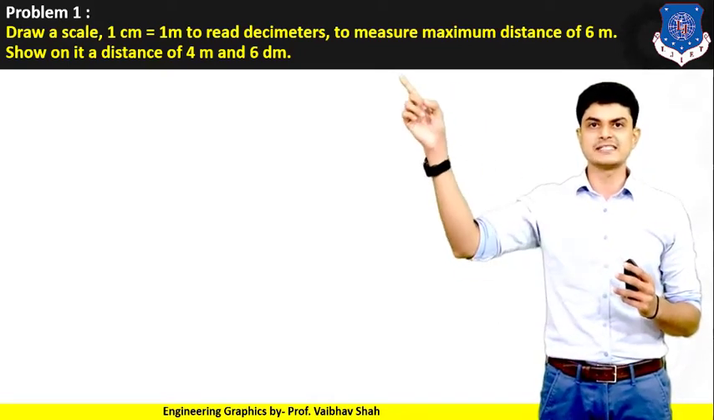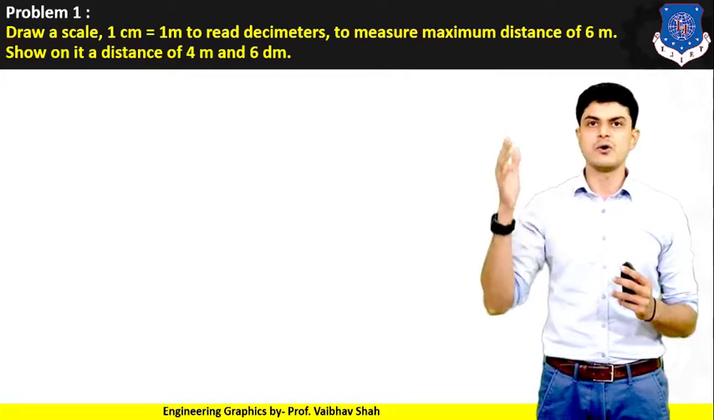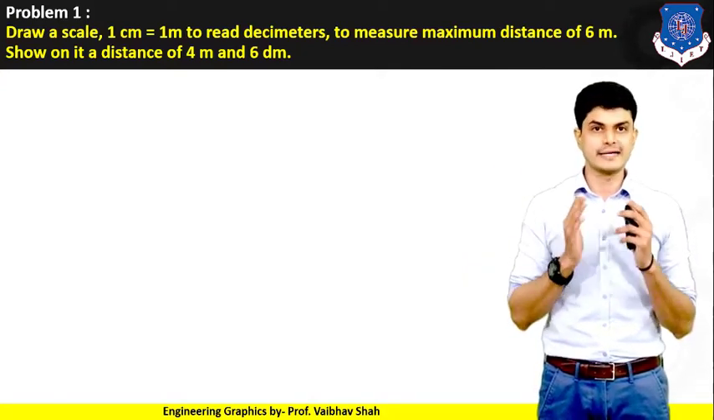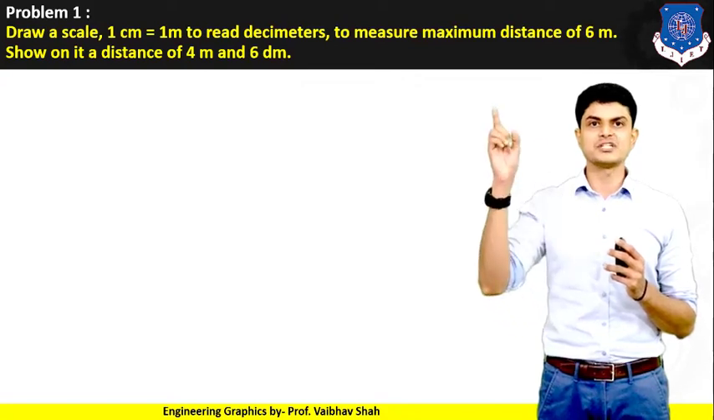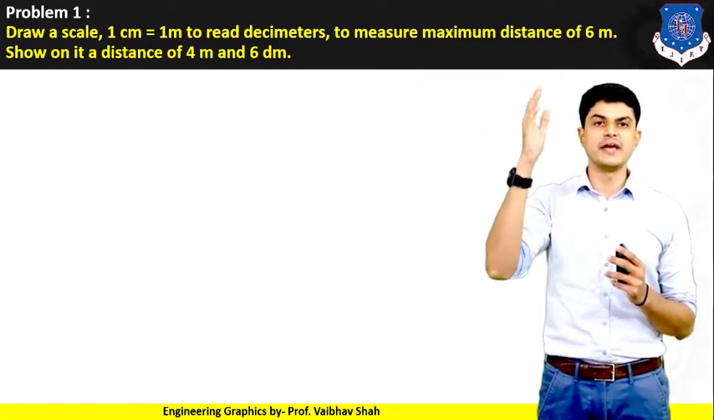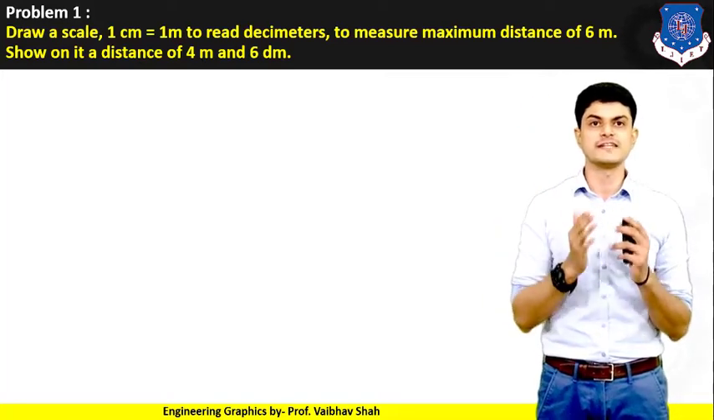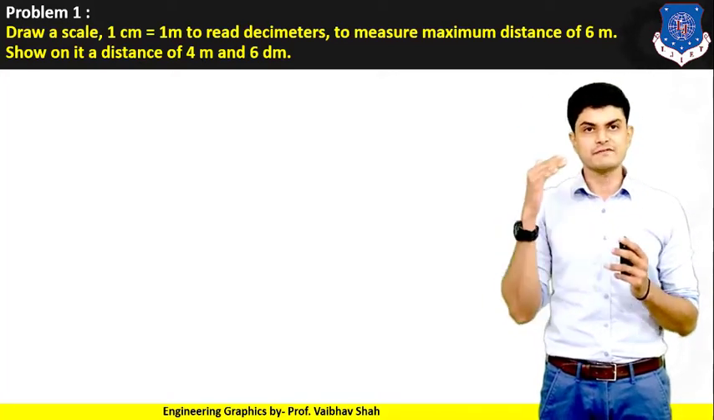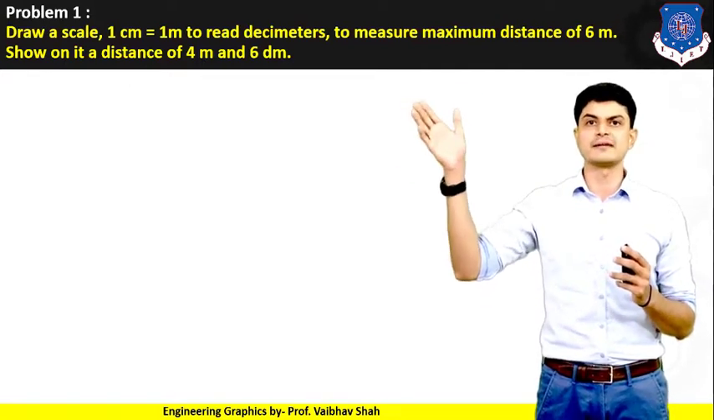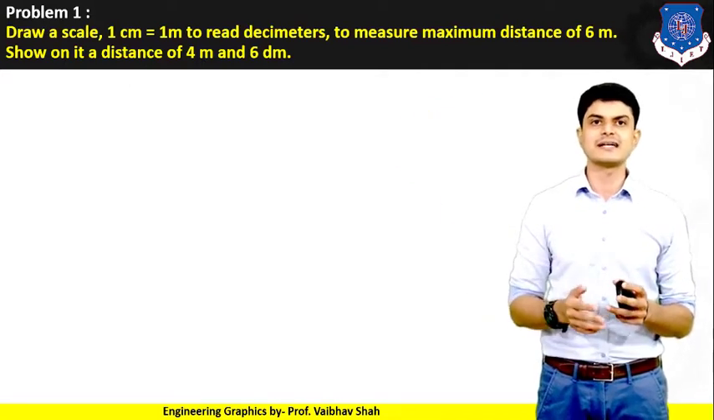Second, to read decimeters. That means in all of the scale we need to show our dimension in what? Decimeters. Now to measure maximum distance of what? 6 meters. That means we need to measure the maximum distance of 6 meters by this scale. And after drawing this scale, we need to show on it the distance of 4 meter and 6 decimeter. So let us start the example.